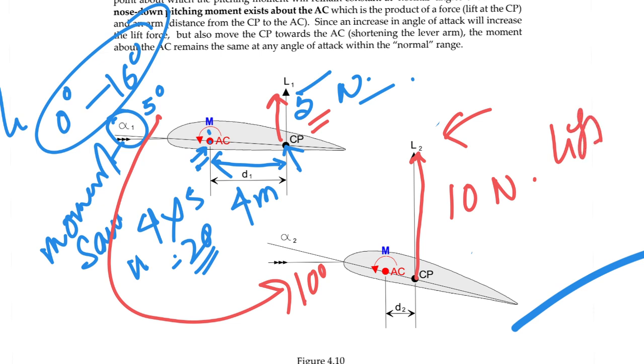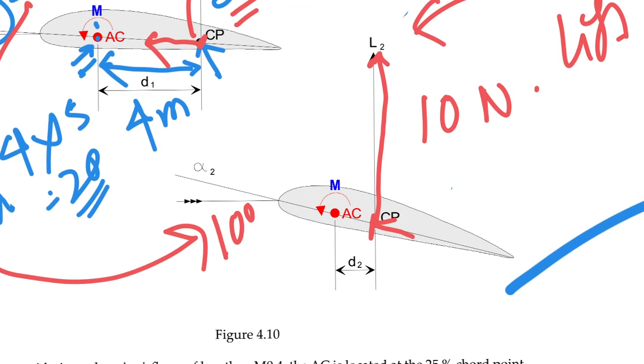But side by side, your CP position has moved forward. Already you know, as the angle of attack increases, CP moves forward. Now your CP has come here. So D2, the distance between AC, the aerodynamic center, and CP, has now become 2 meter. So what will be the moment? It will be 2 into 10, which is equal to 20.